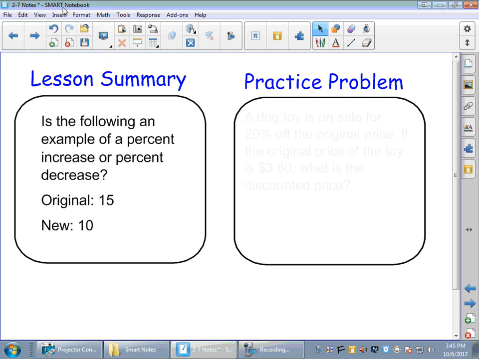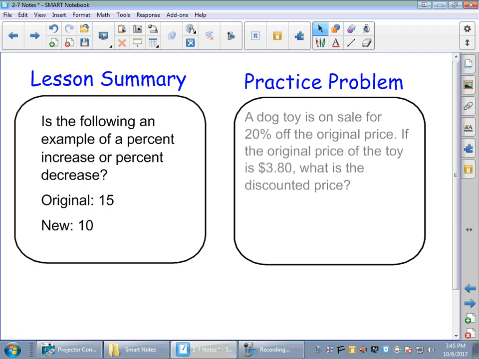Is the following an example of a percent increase or percent decrease? You don't have to solve it. You just have to explain, is it percent increase or decrease? And then come over on the practice side. A dog toy is on sale for 20% off the original price. If the original price of the toy is $3.80, what is the discounted price? So how much you're going to pay for that toy? Good luck.